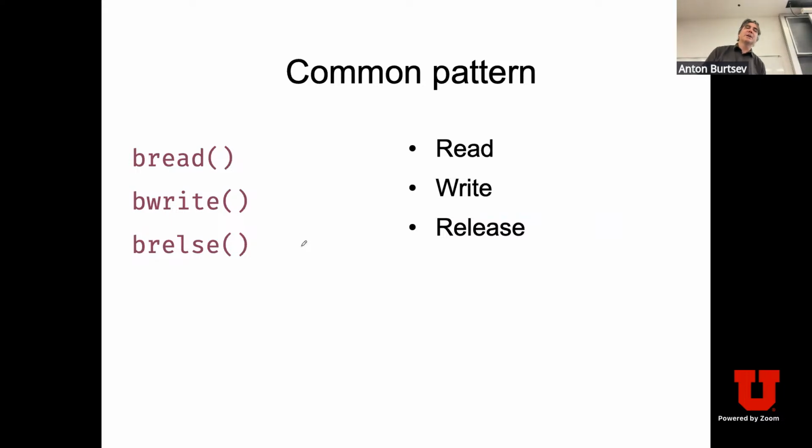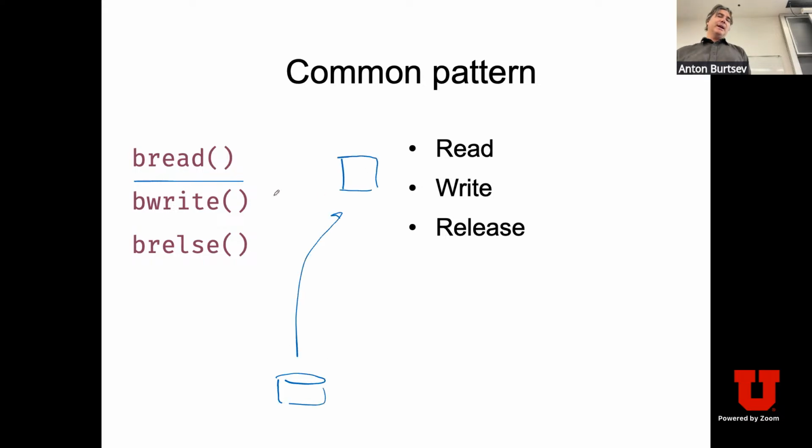The typical sequence, if you want to access a block from disk, is that you first read a block. This method will bring the data from disk into the buffer cache. And obviously, in order to bring something into the buffer cache, you need to allocate space in it. So it will scan for available blocks. Maybe it will do some evictions.